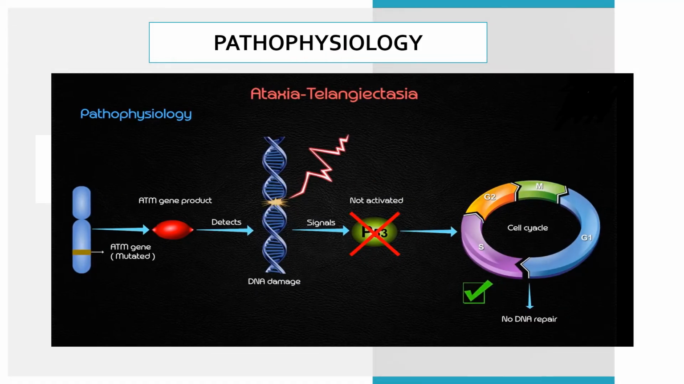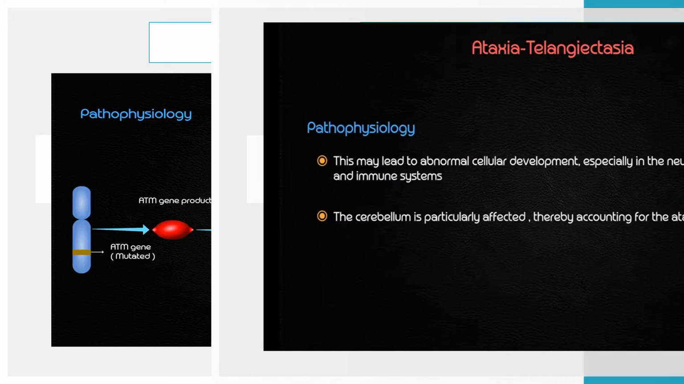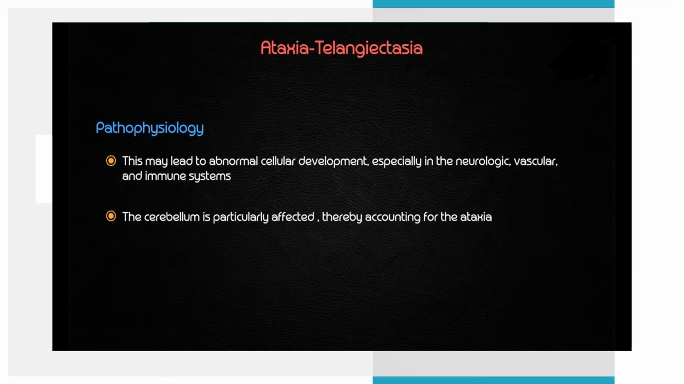If the ATM gene is mutated, the p53 is not activated. And if the p53 is not activated, the cell cycle continues without repair of the damaged DNA. A DNA repair mechanism cannot happen, so this allows the replication of the damaged DNA itself. The replication of the damaged DNA leads to abnormal cellular development, especially in the neurologic, vascular, and immune systems. So the major clinical manifestations of ataxia telangiectasia are neurologic, vascular, and immune.